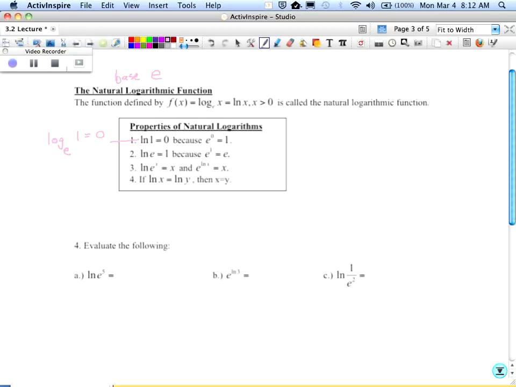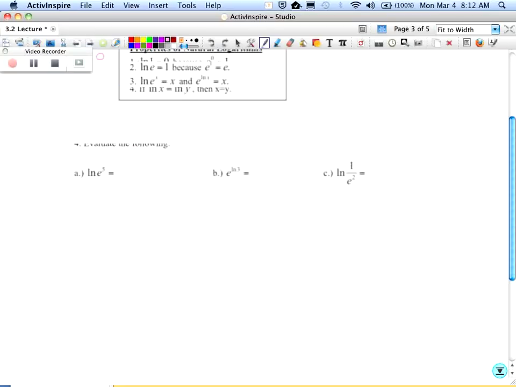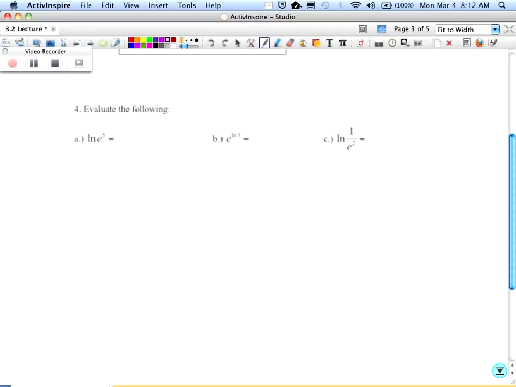So, evaluate the following. As I lecture, sometimes I'll switch into log base e form just to rewrite it for you guys. You don't have to do that. It's just so you can visually see it. So this is one of those times I do that. I say instead of the ln, I'm going to call it log base e.